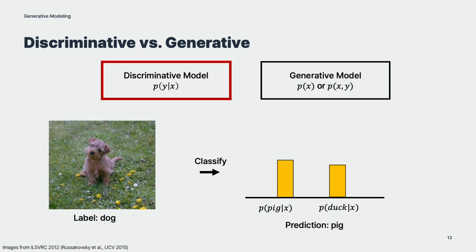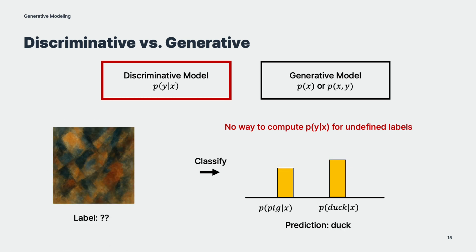But what happens if a dog image is given as an input? The problem is that if the data doesn't match any of the predefined labels, the model has no way to classify it properly. The same issue arises with this weird image. It still tries to fit them into one of the existing categories. A discriminator does not compute how likely the image itself is. It only considers the probability given a label.